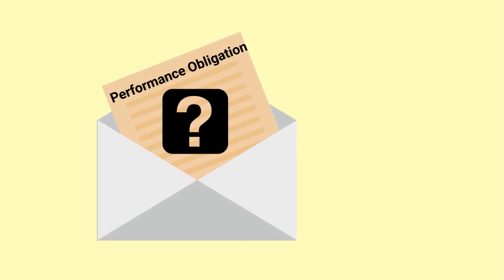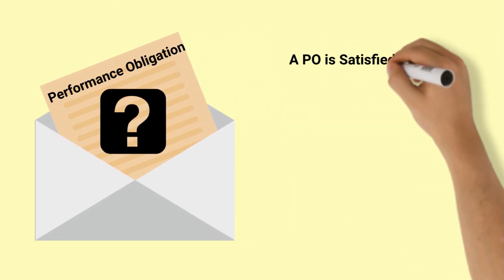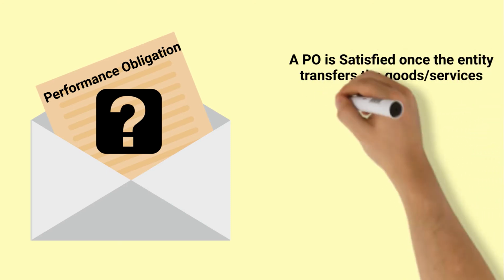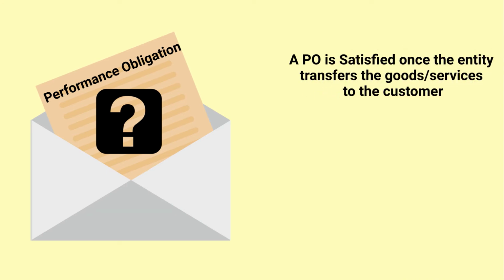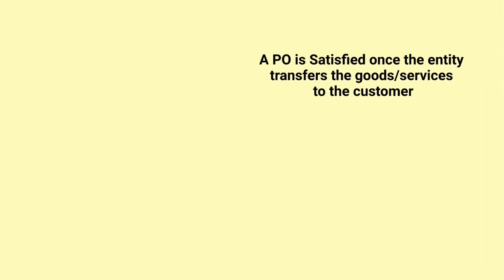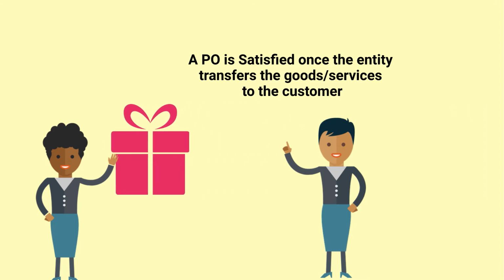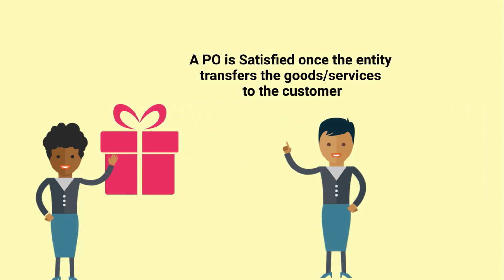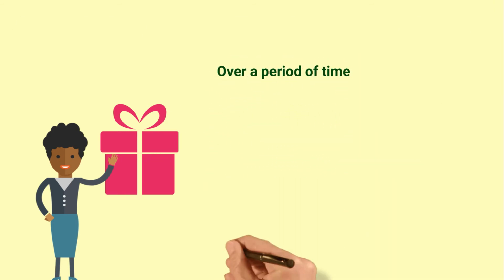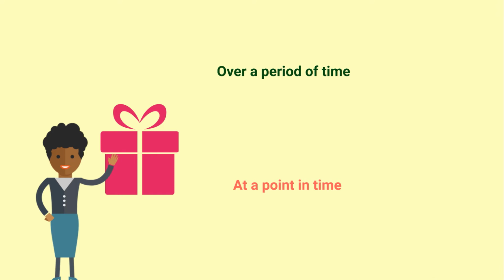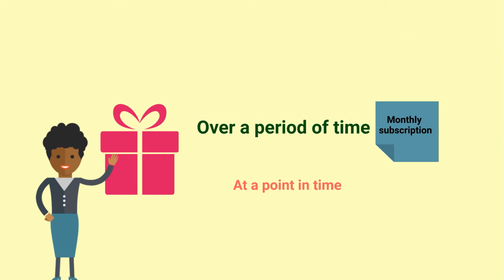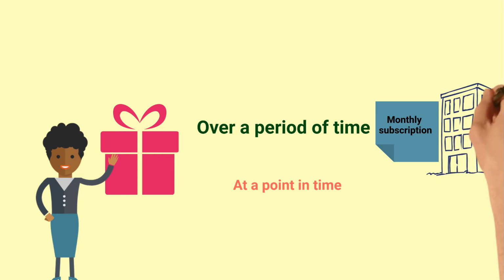A performance obligation is satisfied once the entity transfers the goods or services to the customer, thus giving the customer control of that asset. This brings us back to what was explained in episode 3. Control of the asset, which is a satisfied performance obligation, can be passed over a period of time or at a point in time. As a quick recap, performance obligations satisfied over time would include monthly magazine subscriptions, building of a shopping mall where shops are added at different time frames, and specialized goods or services.